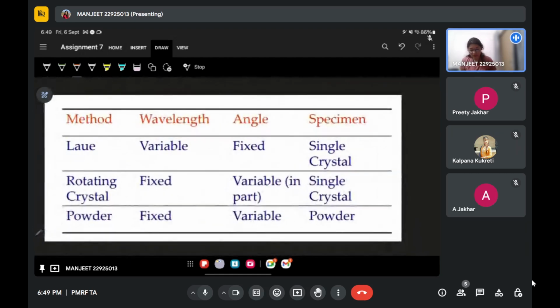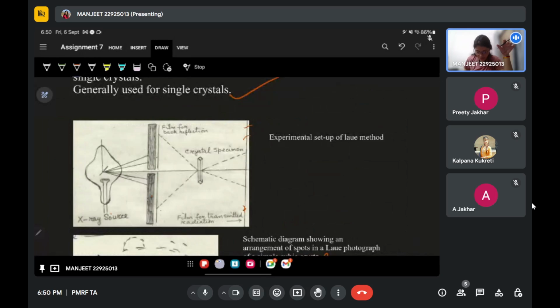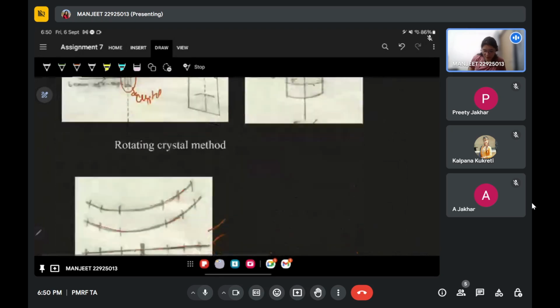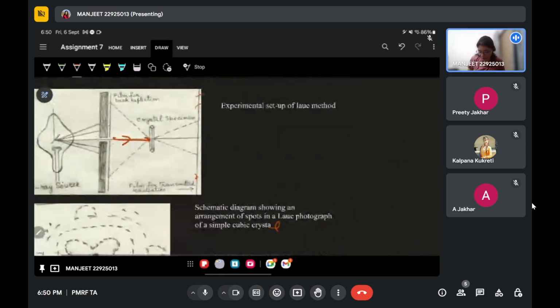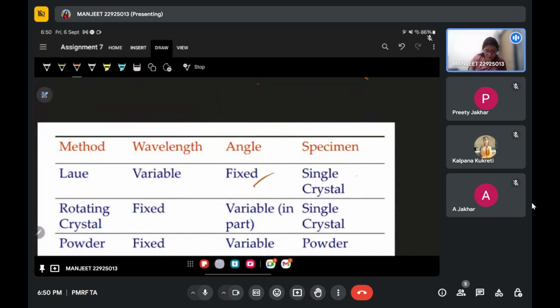Okay, if I summarize both the methods, also the powder one: in the Laue method, my wavelength is the variable, because we have used a range of wavelengths, and the angle at which it is incident is fixed. Whatever it gives at the particular angle, there is no change in the angle, so my angle is fixed, only the wavelength varies, because there is no filter for the wavelength. And the specimen is a single crystal.